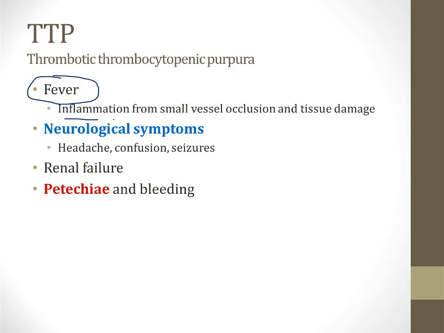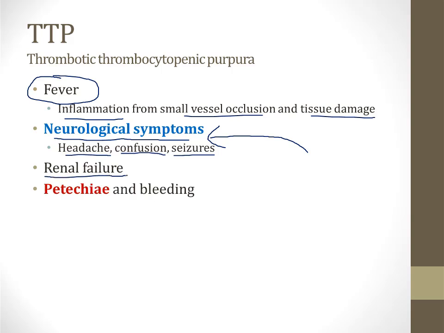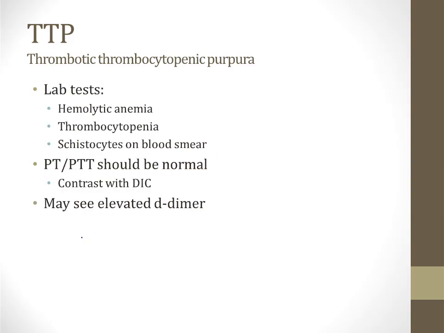This is because there is inflammation from small vessel occlusion and tissue damage. Another hallmark is the presence of neurological symptoms. These include symptoms like headache and confusion and seizures. These are from small vessel occlusions occurring in the central nervous system. Patients can even have focal neurological deficits. Small vessel occlusion in the kidneys leads to renal failure, and then finally petechiae and bleeding develop from the low level of platelets. Now that clinical presentation is somewhat nonspecific.